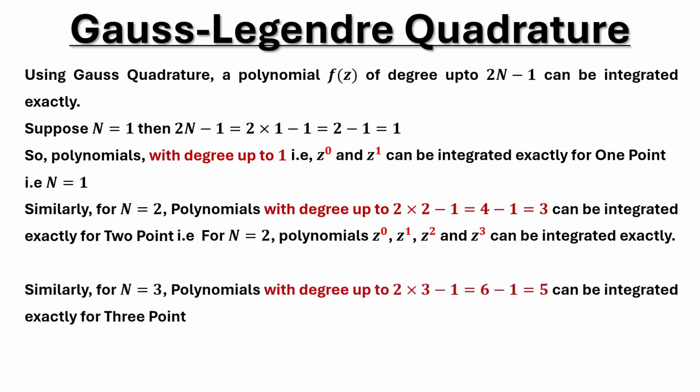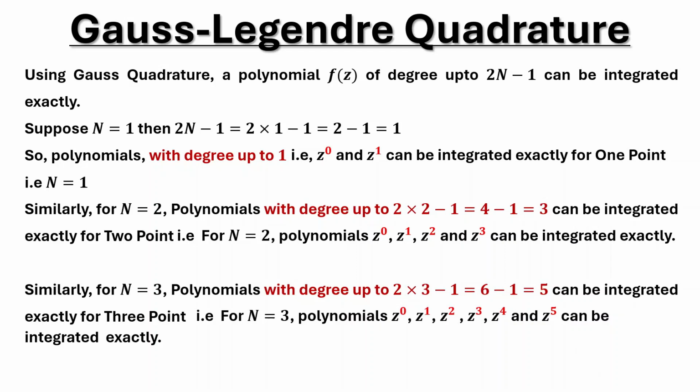Similarly, for n is equal to 3, polynomials with degree up to 5 can be integrated exactly for 3 points. That is, for n is equal to 3, polynomials z raised to 0, z raised to 1, z raised to 2, z raised to 3, z raised to 4, and z raised to 5 can be integrated exactly, and so on.